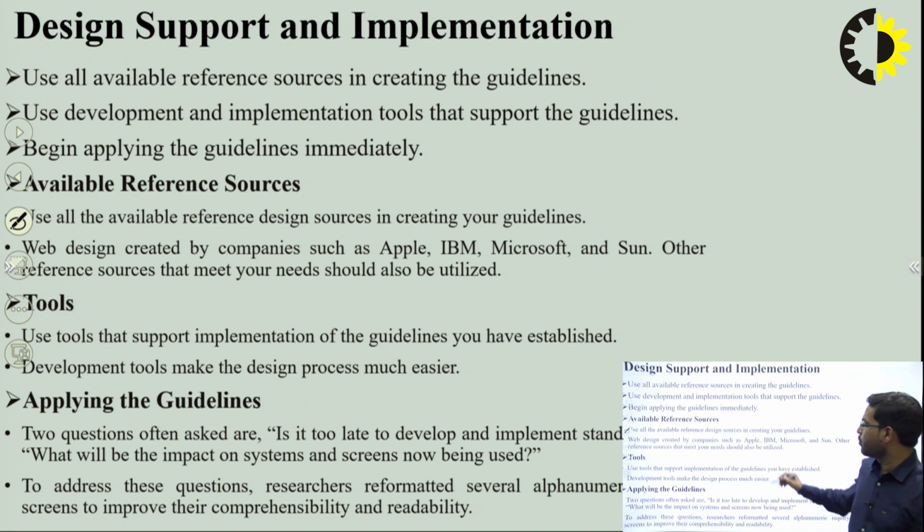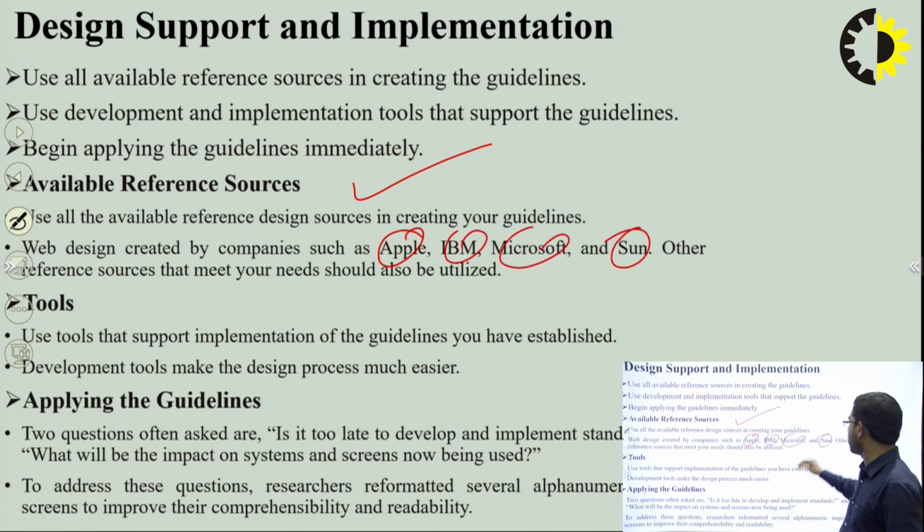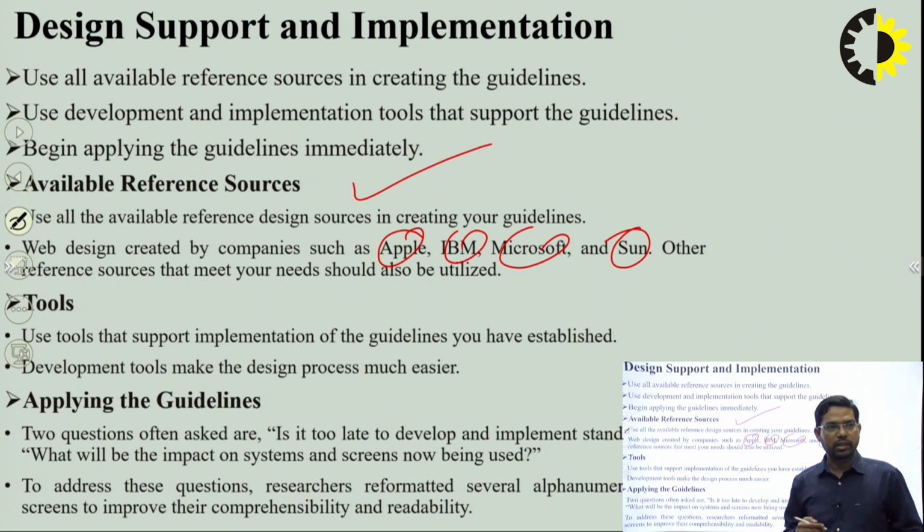So, available reference resources: use all the available reference design sources in creating your guidelines. Web design guides created by companies such as Apple, IBM, Microsoft, and Sun are also useful, and other reference sources that meet your needs can also be utilized. Tools, what kind of tools are there? Basically the software tools you use for any implementation purpose. Use tools to support implementation of the guidelines. You have to establish development tools to make the design process much easier.